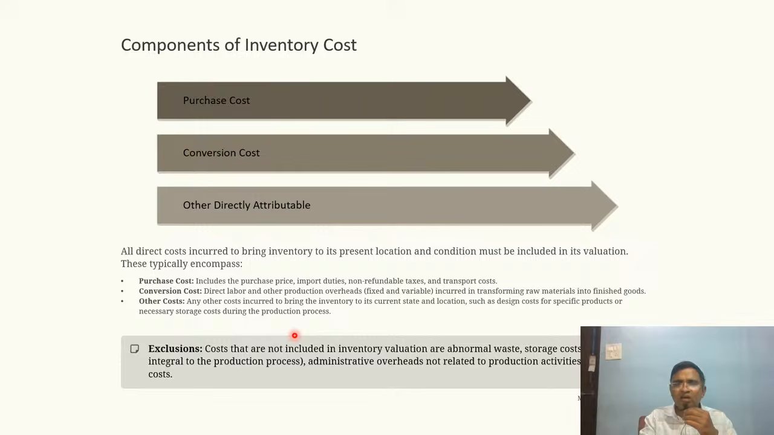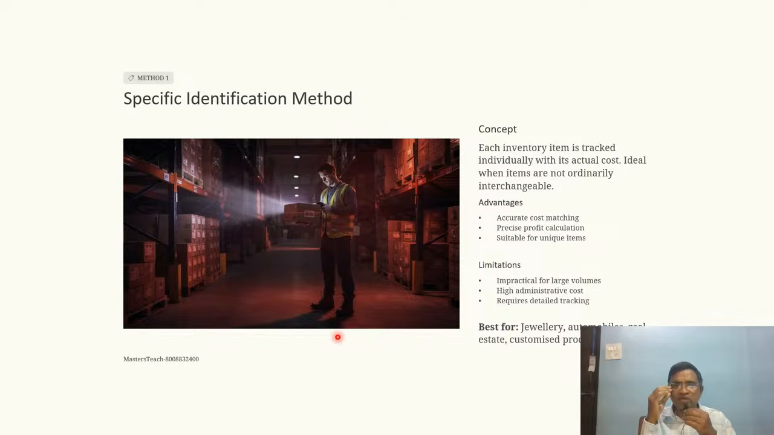So here, then we go to the specific identification method. Each inventory item is tracked individually with its specific actual cost, ideal when items are not ordinarily interchangeable. The advantages of the specific identification method are accurate cost matching and precise profit calculation, suitable for unique items. What is the limitation? It is impractical for large volumes, has high administrative cost, and requires detailed tracking. Just go through this one. Those who have already purchased the app can download these PPTs, which will be useful to you.